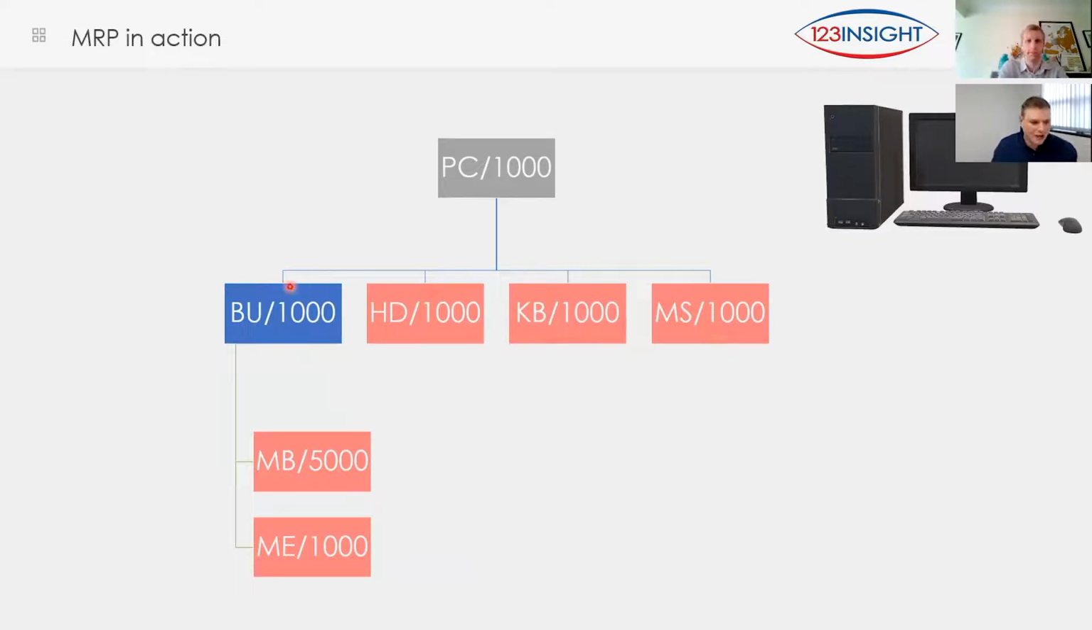The trick comes here that the base unit itself, that's not a purchase part. So the pink ones here are the purchase parts. The blue one is a sub-assembly. This is a sub-assembly, and this is made out of 2 purchase parts, which is a motherboard and some memory. So those things have to come together to make my base unit. The base unit, the hard drive, the keyboard, and the mouse go together to make my PC. So that's what we call a bill of materials, a very simplified bill of materials.